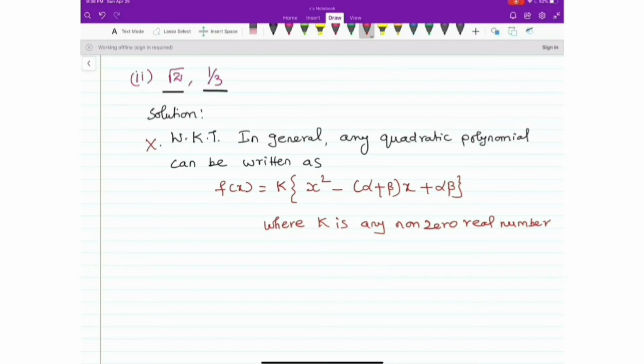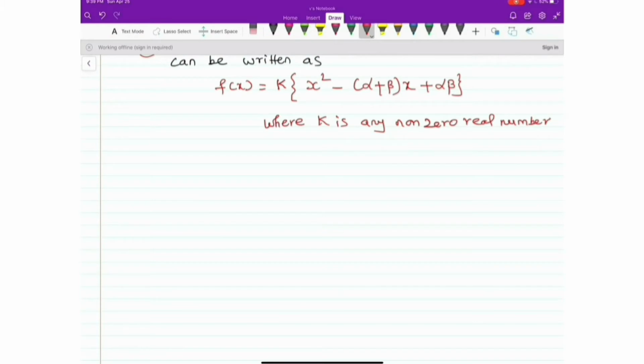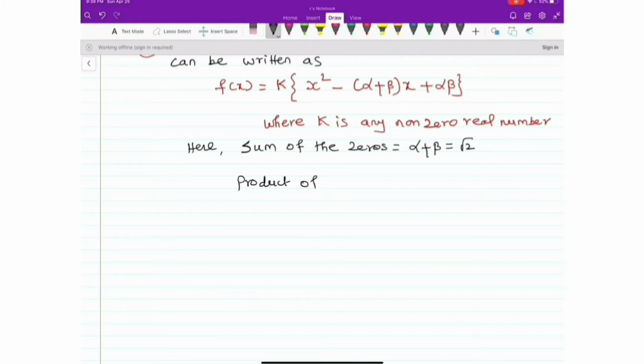This step is very important. You have to write in your paper. Now, here what is given to you? In this question, sum of the zeros is equal to alpha plus beta is equal to root 2. Then product of the zeros is equal to alpha beta is equal to 1 by 3.